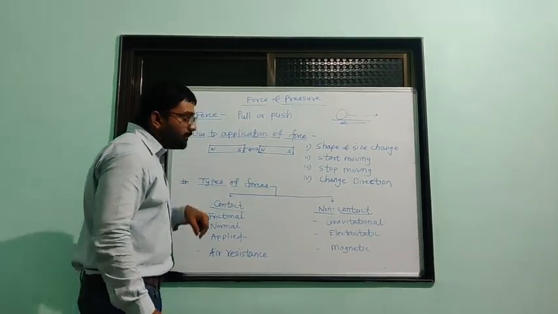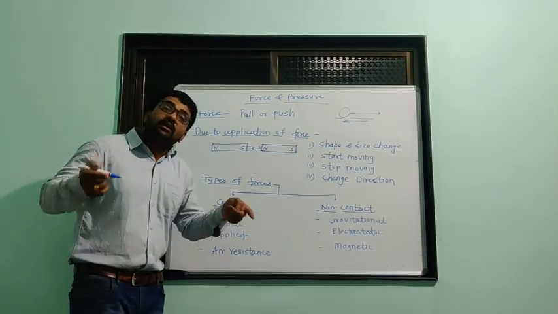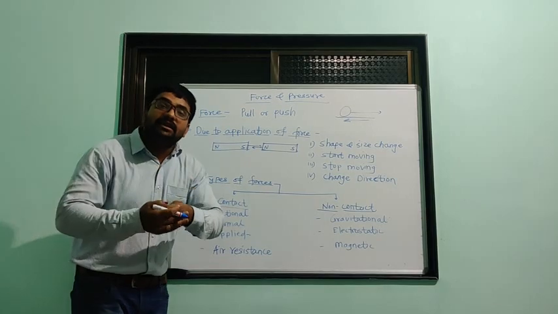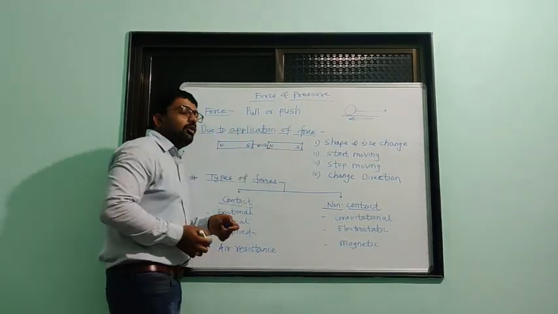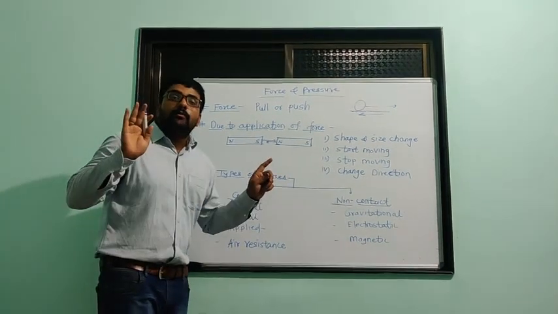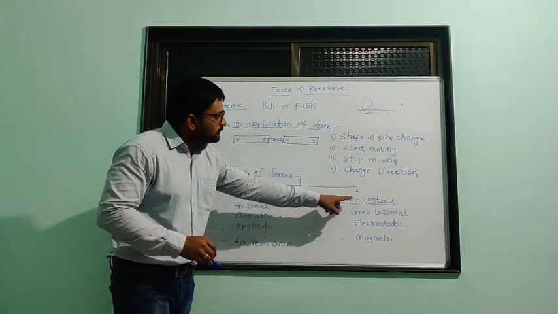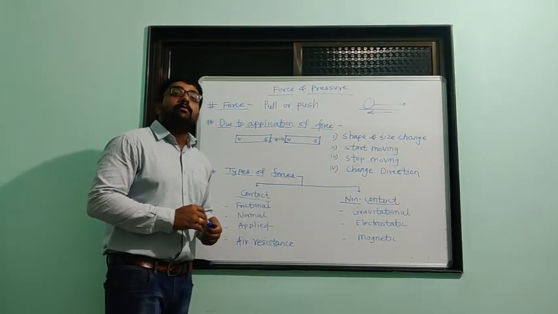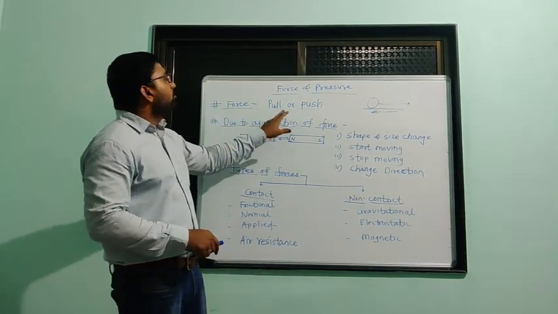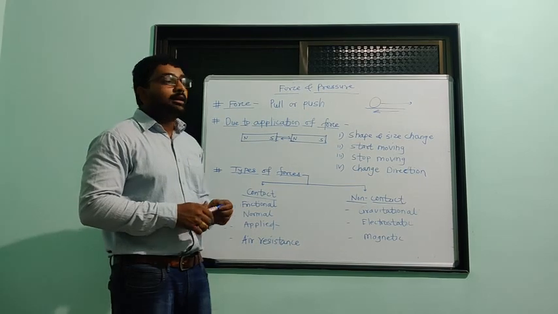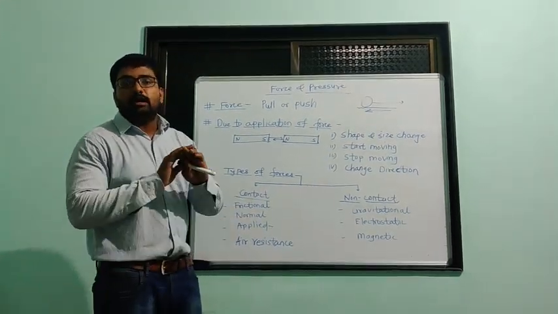So again, like poles repel each other and unlike poles attract each other. So here no direct contact is required for a force. This is also a non-contact type of force. So force is simply what? A pull or push. Due to that, motion of an object takes place, and that is simply called a force.